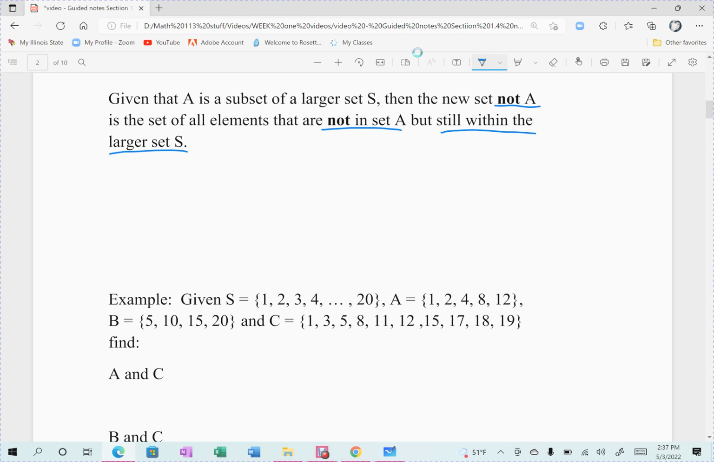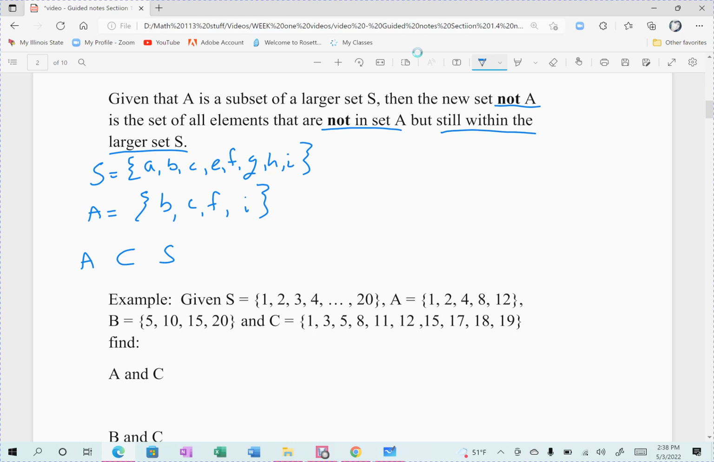So suppose set S was the alphabet. A, B, C. Let's not do the alphabet. It's too big. Let's just do part of the alphabet: A, B, C, D, E, F, G, H, I. Set A was the letters B, C, F, and I. A is a subset of S. All of the letters in A are in S. S is the bigger group.